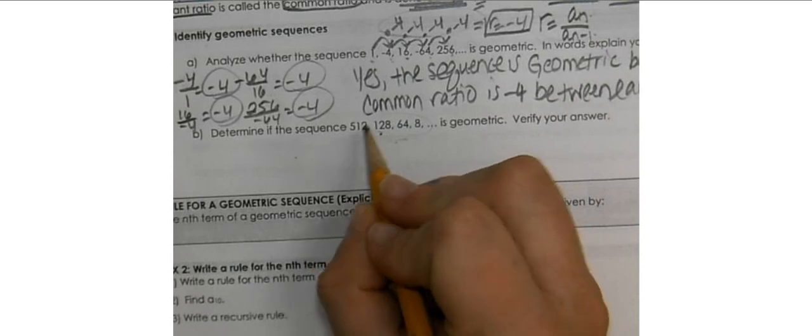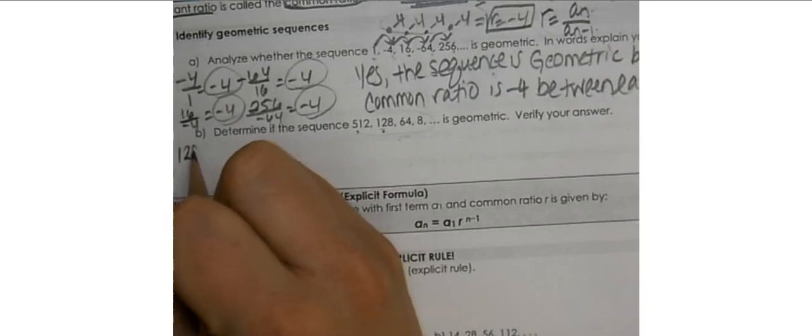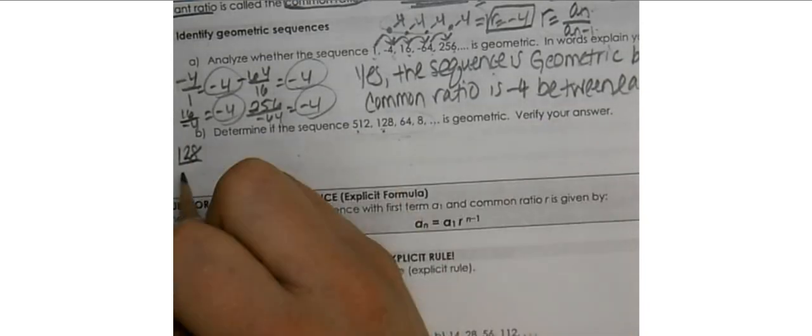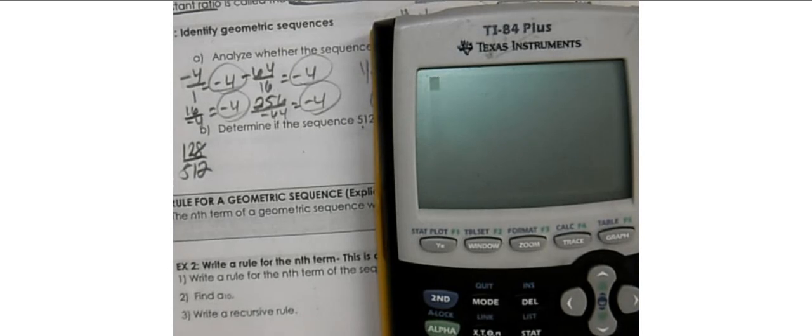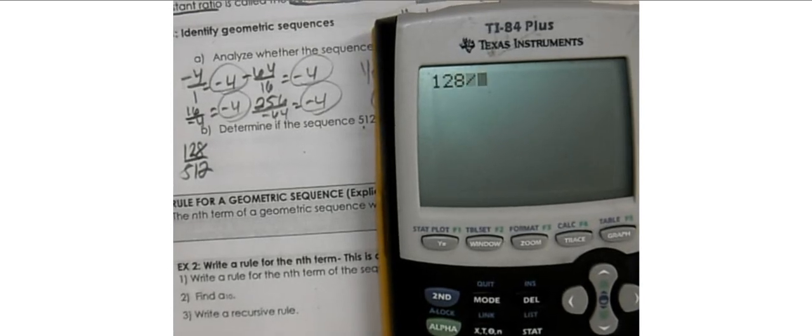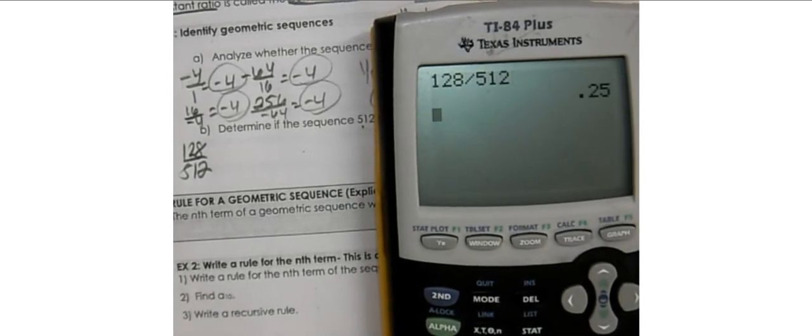So I know that r is equal to your term divided by the term that came before. So I'm going to see what 128 divided by 512 is. And if I go 128 divided by 512, I end up with a decimal, 0.25. I know that that's 1/4. So this is equal to 1/4.